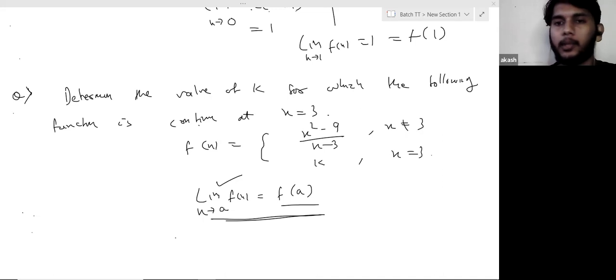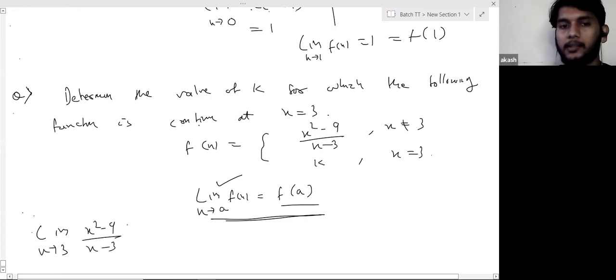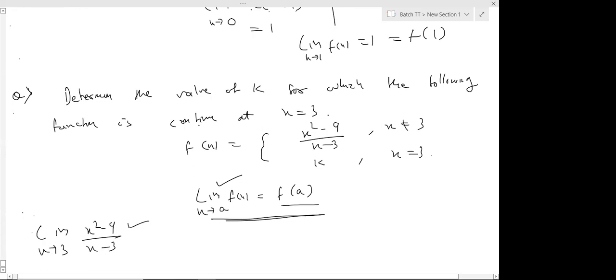See, they have not broken down as less than 3, more than 3. They have just said x is not 3. So what you have to find is limit x tending to 3, x square minus 9 upon x minus 3, right? When x is not 3, this is the function. x is tending to 3, it is not equal to 3.